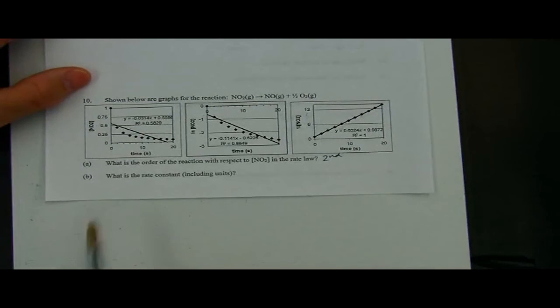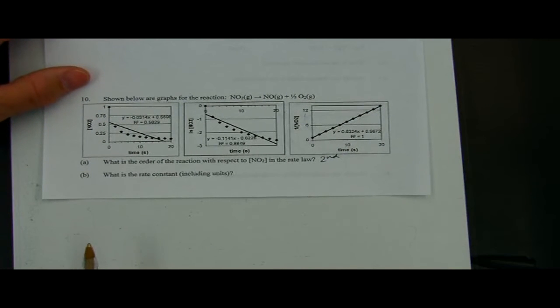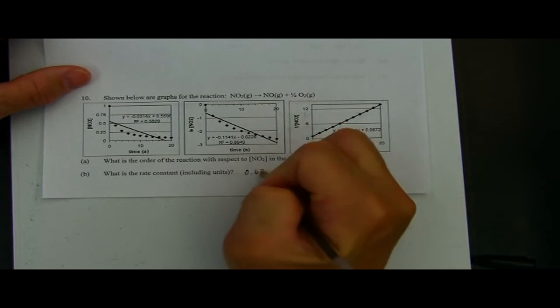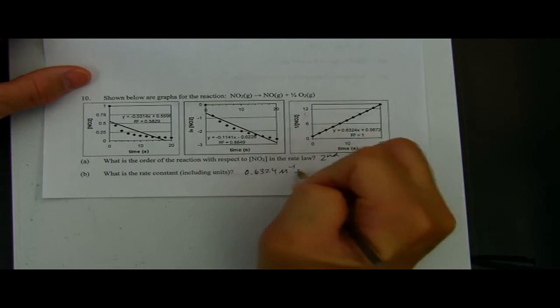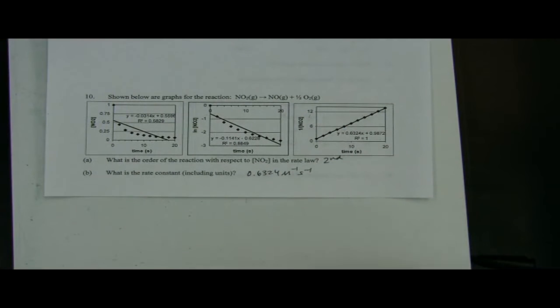What is the rate constant, including the units? Yes, Schneider. 0.6324 molarity to the -1 seconds to the -1. That is correct. Very good. The slope is equal to the rate constant K from that plot.